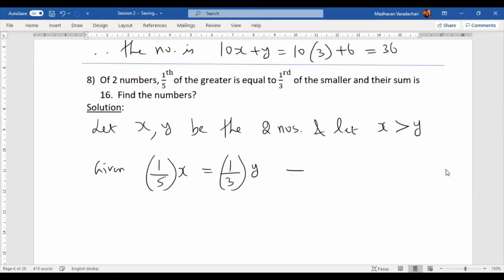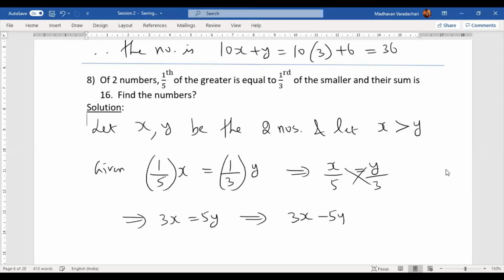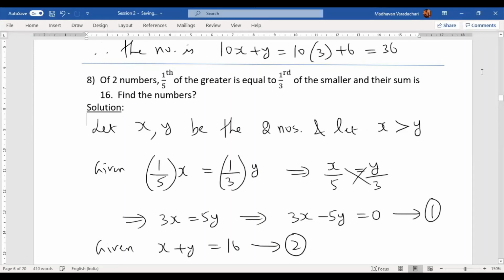Means I can simply write it as x by 5 equal to y by 3. Cross multiplying, we will have 3x equal to 5y, or 3x minus 5y equal to 0. Consider this as equation 1. And their sum is 16. So one more thing given, x plus y is 16. Call this as equation 2.